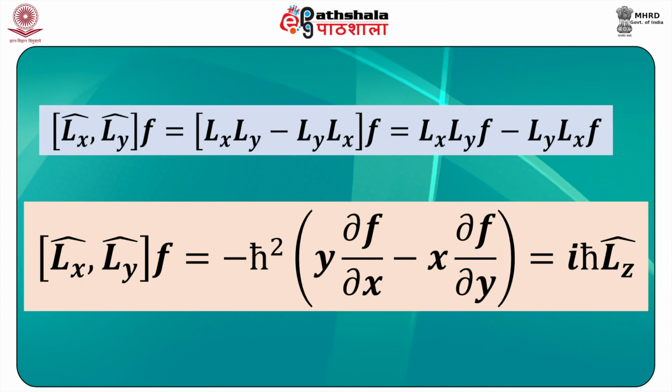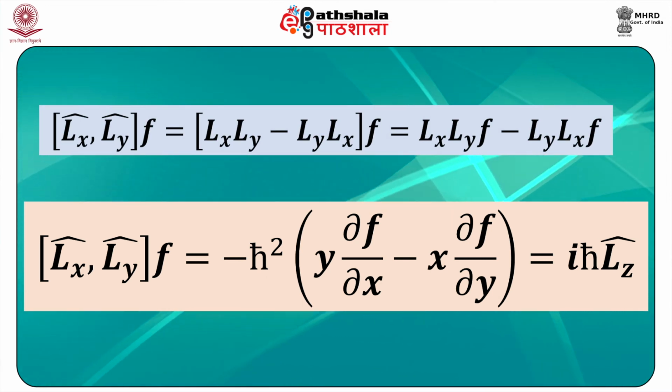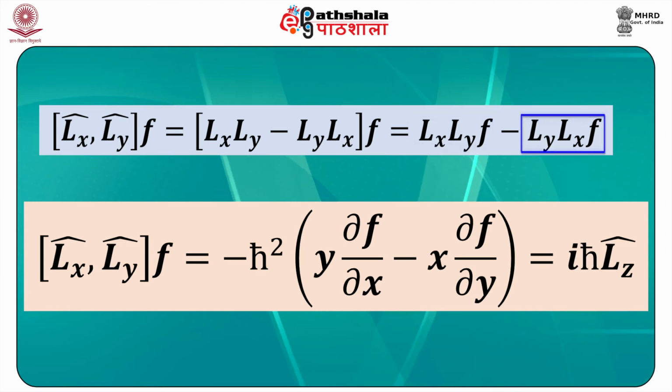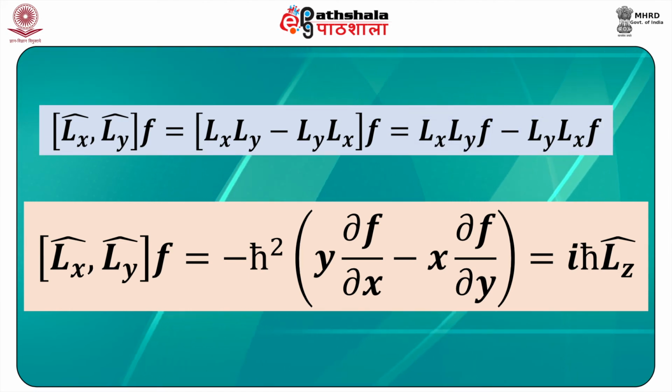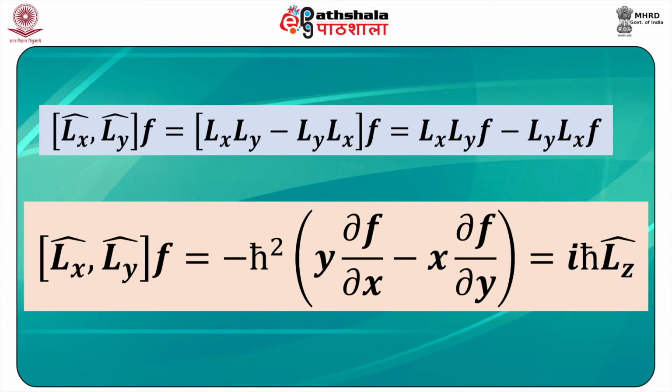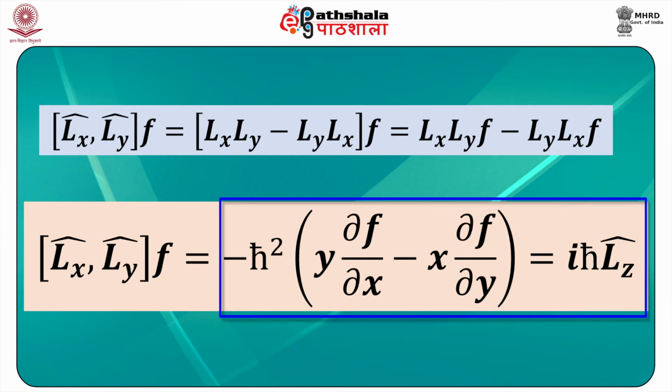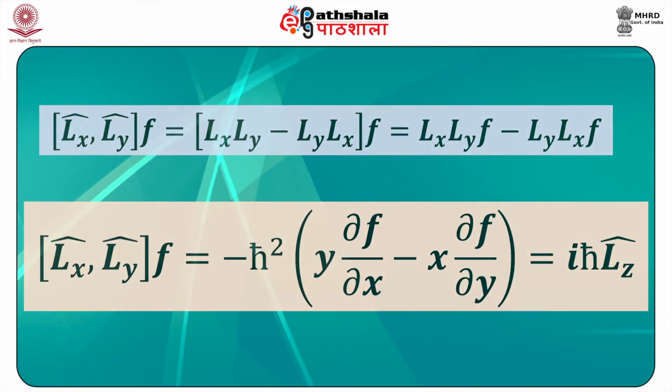Now substituting the values of the two expressions that we have obtained, which are Lx Ly f and Ly Lx f, into the commutation relation, we get the output as minus h cross square (y del f by del x minus x del f by del y), which is nothing but iota h cross Lz operator.